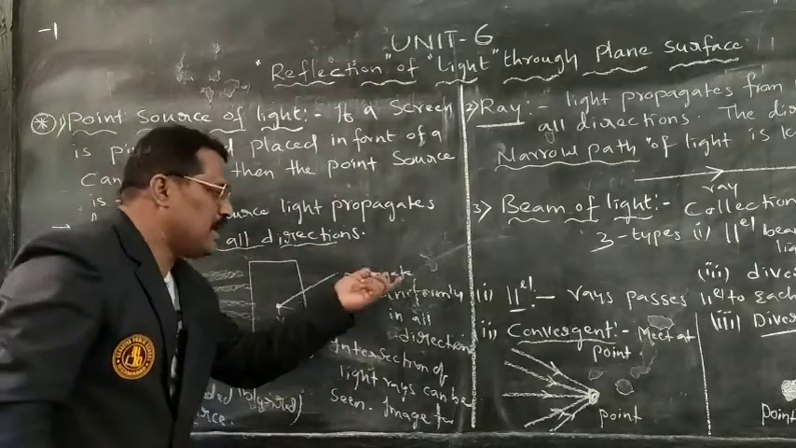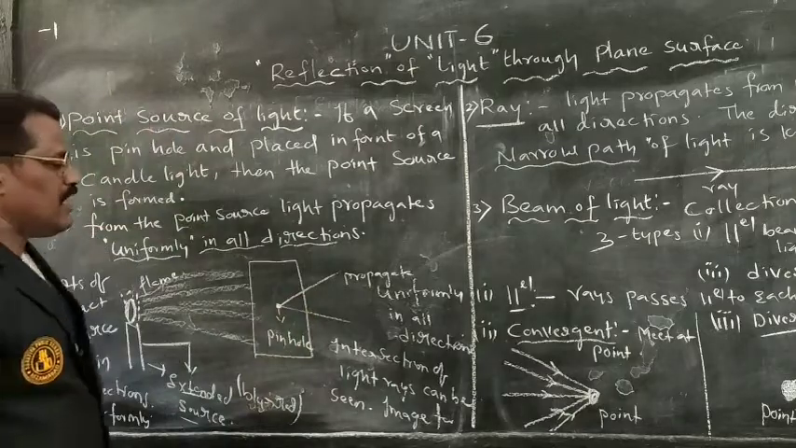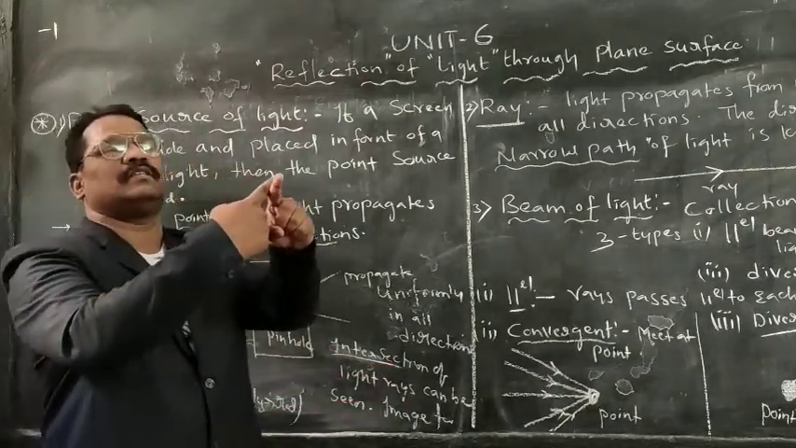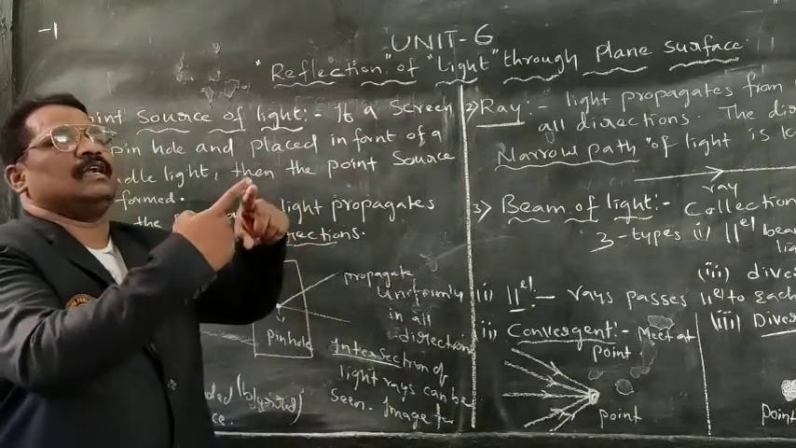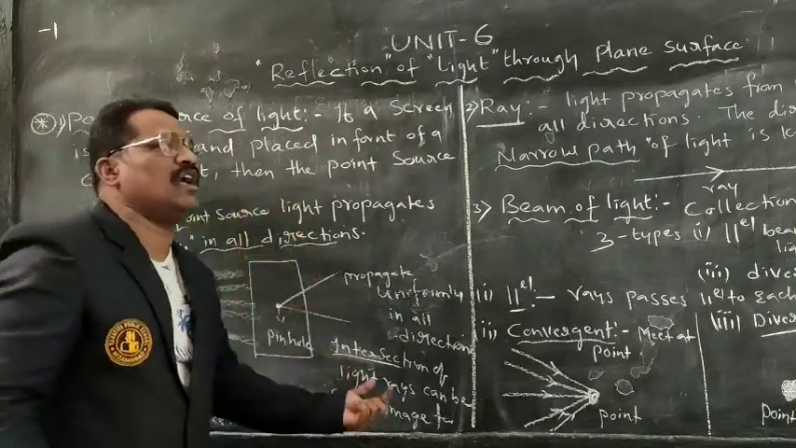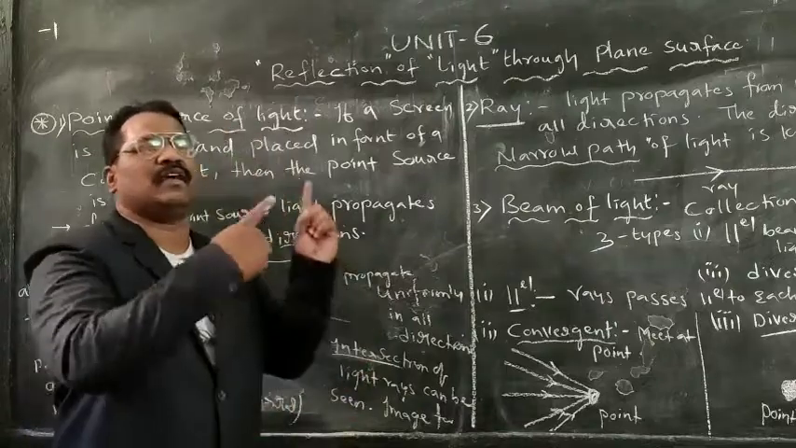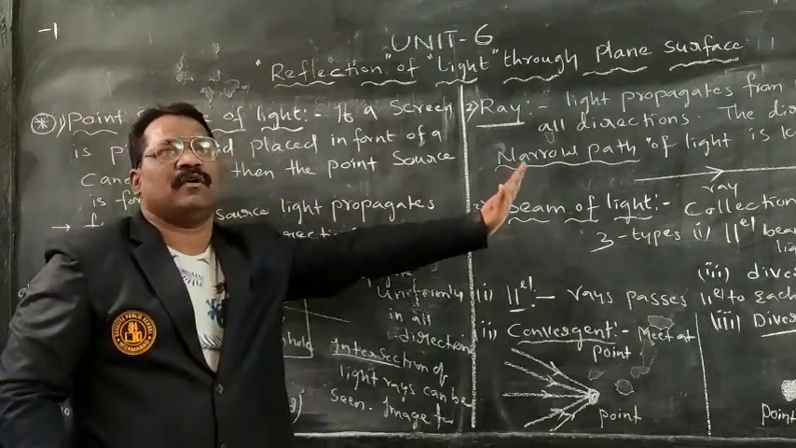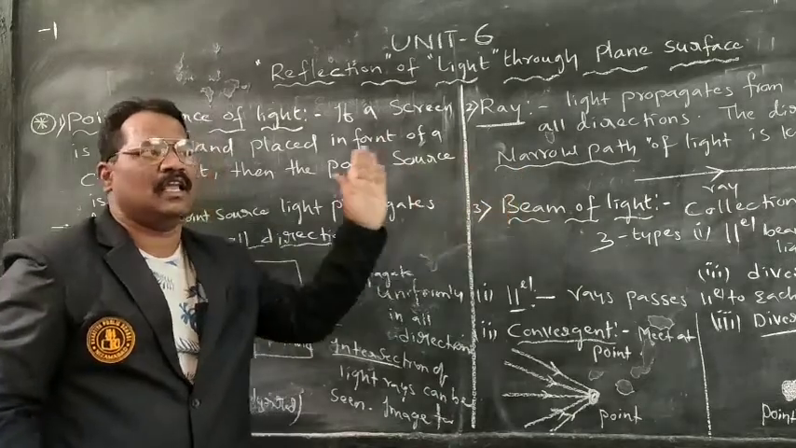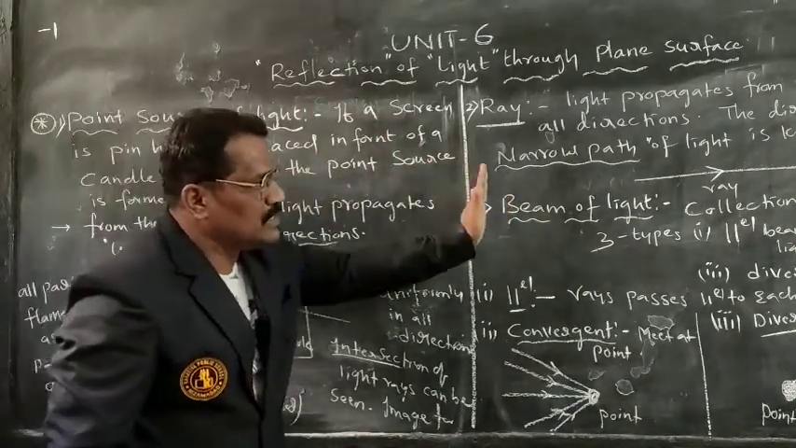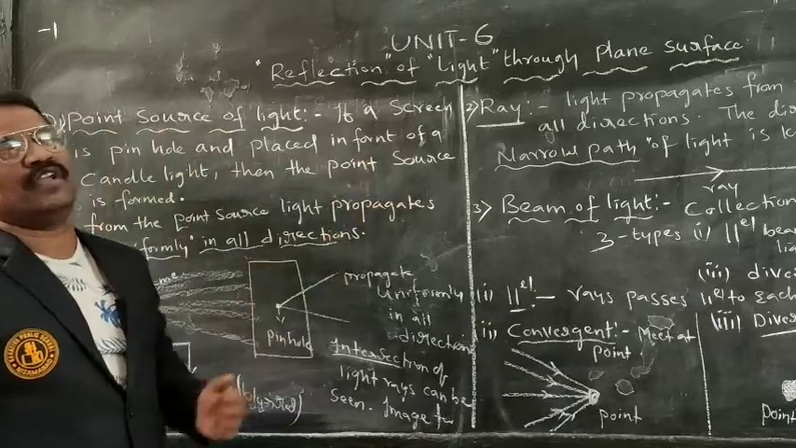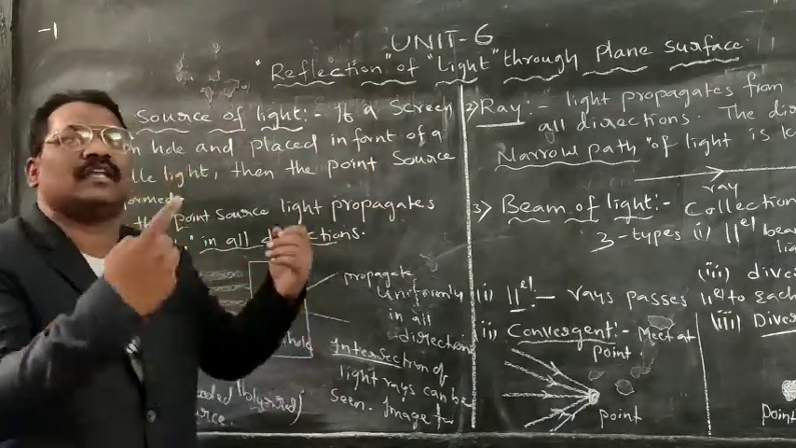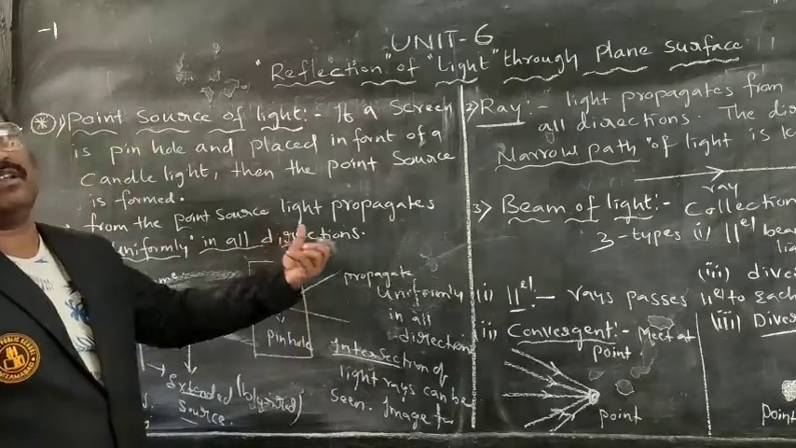When the light is propagating uniformly in all directions, what happens there? Where the intersection of lights is taking place, we can clearly study it. When the lights are intersecting each other at one particular point, what happens? It creates an image, reflected rays. Where the rays are intersecting, we can study clearly. Where they are incident and reflecting back, we can also study clearly. And the reflected rays, where they are intersecting, we can also see clearly by using a point source.